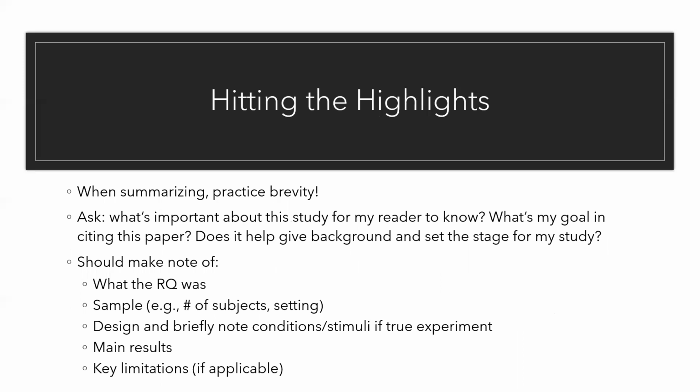So when summarizing, you always want to practice brevity. You want to describe the study in about a paragraph, so roughly 3 to 6 sentences, give or take one, and not much more than that. You want to ask, what's important about this study for my reader to know? What's my goal in citing this paper? Does it help give background and set the stage for my study?